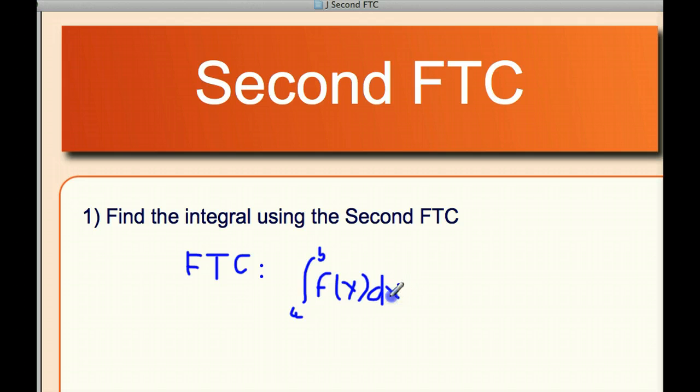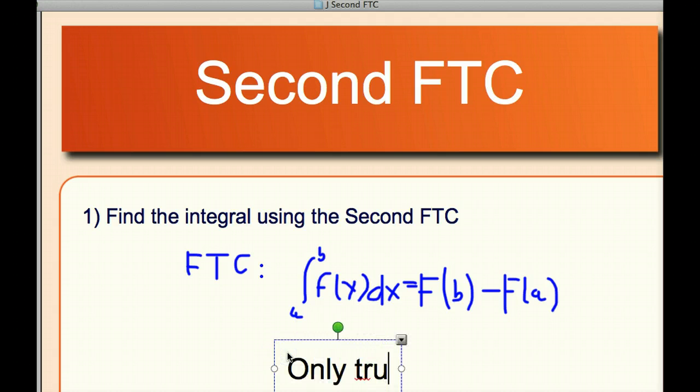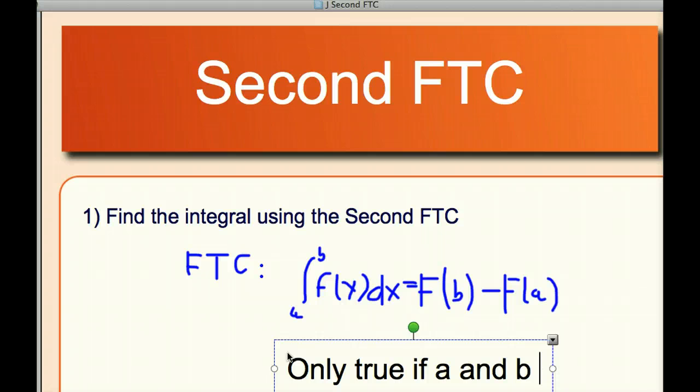didn't we say that we could take this integral and plug in? Let's say capital F was the answer to the integral. I could plug in b, and then I can plug in a and subtract these. Well, this was only true if a and b were constants. So as a reminder, only true if a and b are constants.